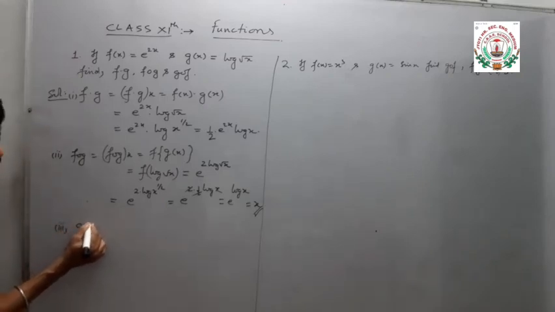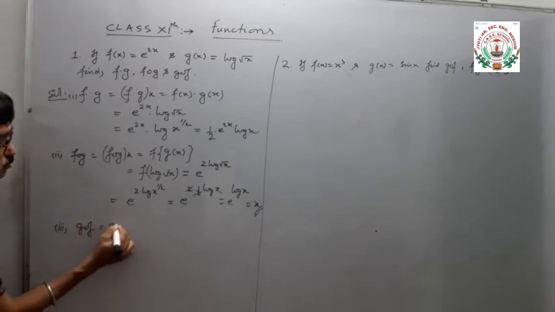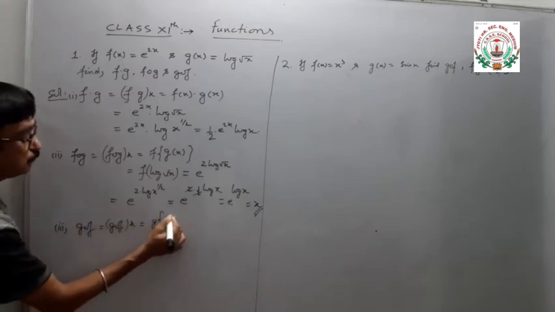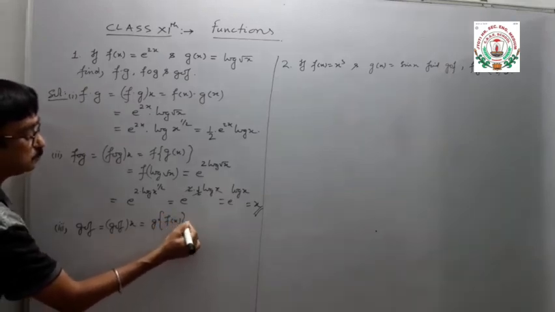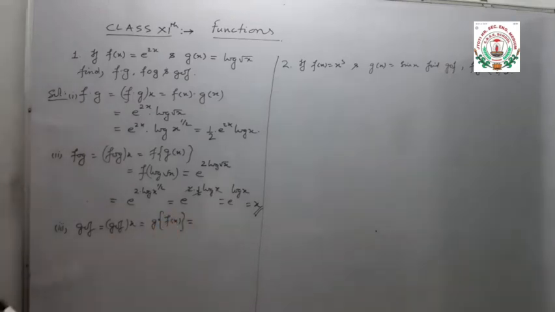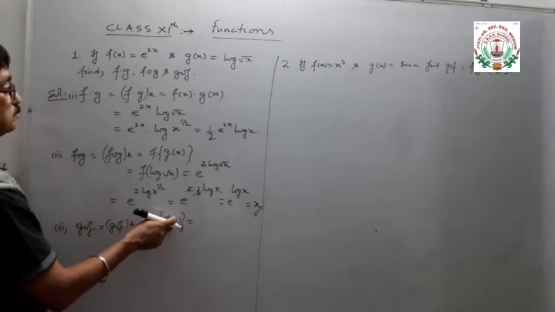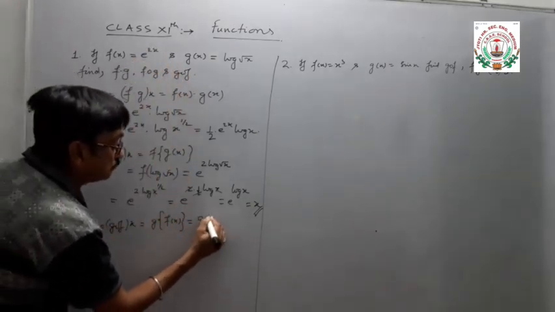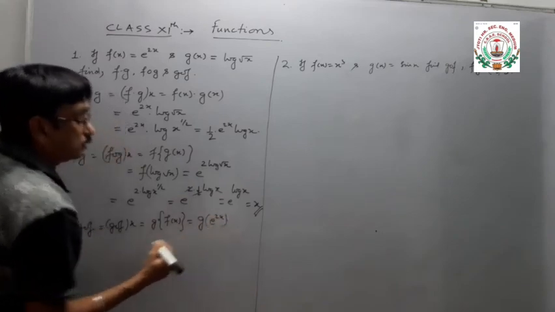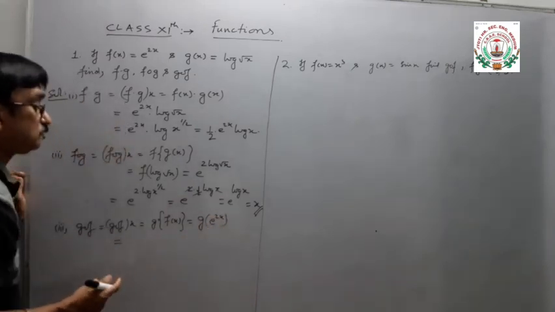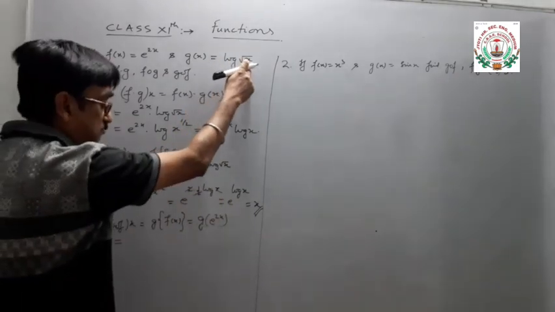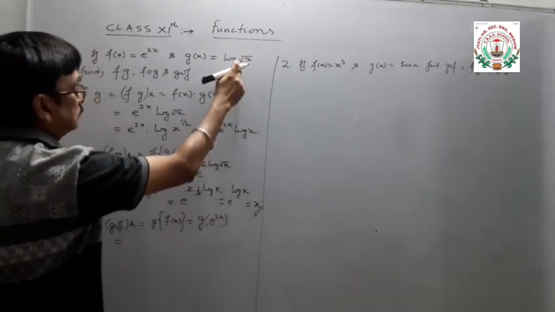g operation f of x, g of f of x. This becomes the function g of x, but what do we have for f of x? e to the power 2x. So here we will write down e to the power 2x. Now the function g of x is our log root x.